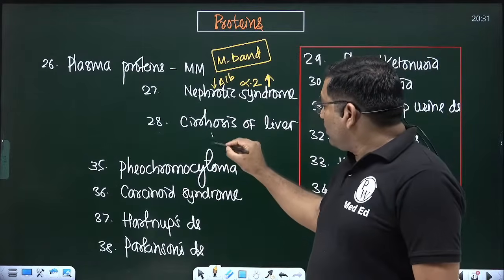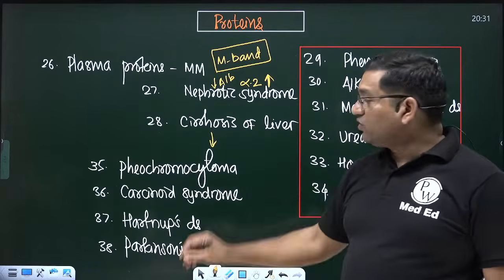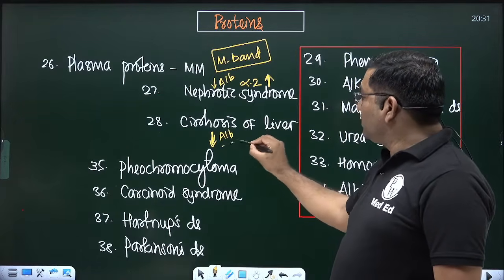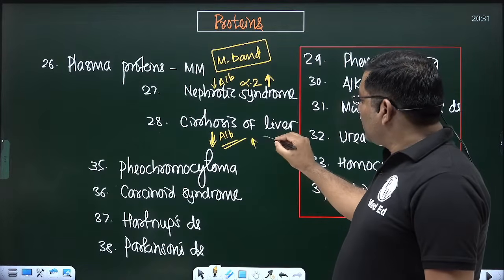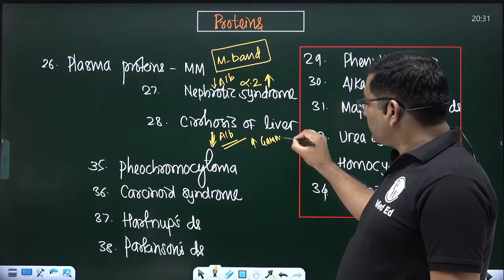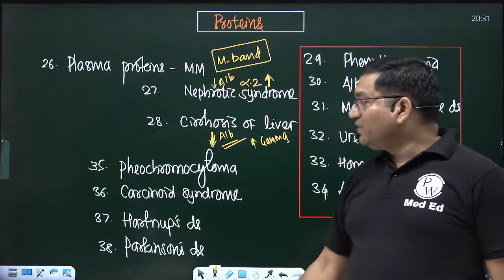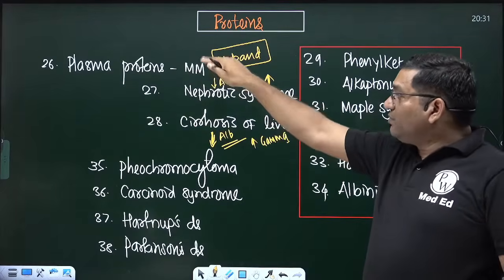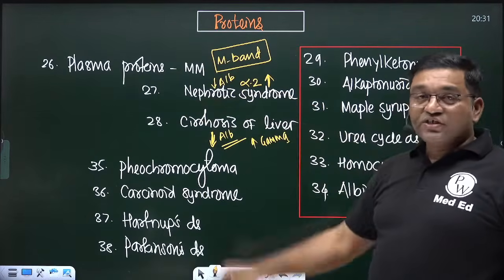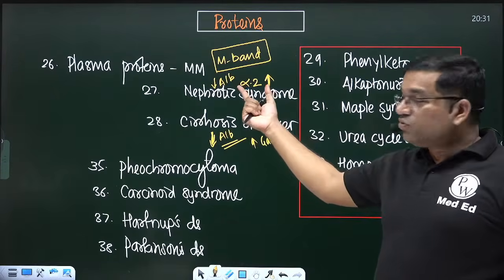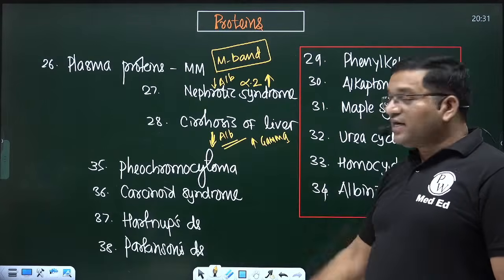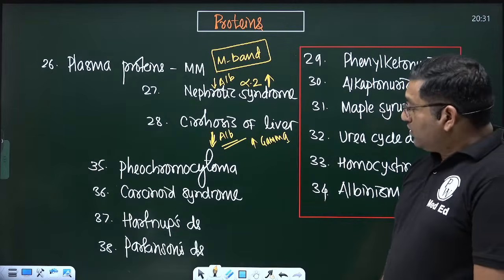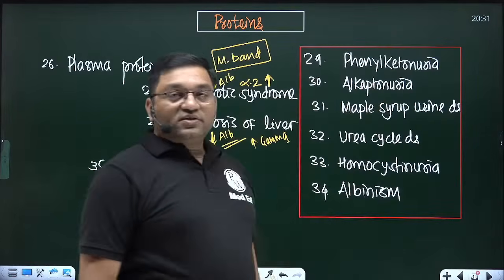In cirrhosis of liver, as the liver is the site of albumin synthesis, there is a decrease in the albumin level and an increase in the gamma globulin fraction. Also, beta gamma bridging can be there in cirrhosis of liver. So this is based on the electrophoretic pattern. In multiple myeloma, prominent M band; nephrotic syndrome, decreased albumin and prominent alpha 2 globulin; cirrhosis of liver, decreased albumin and increased gamma globulin, or beta gamma bridging may occur. Now, these are the important clinical cases.